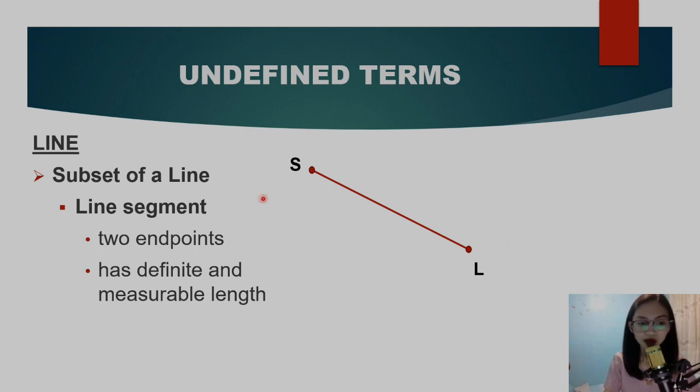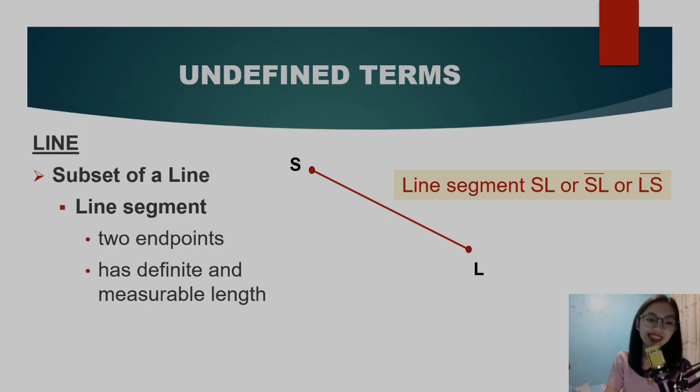Okay? So this is an example of line segment. We have 2 endpoints. Meron siyang dalawang dulo. And we have 2 capital letters. So what do you think is the name of this line segment? You got it right. This is named as line segment SL, or in symbol we write S and L or LS, and then we have there a line above.